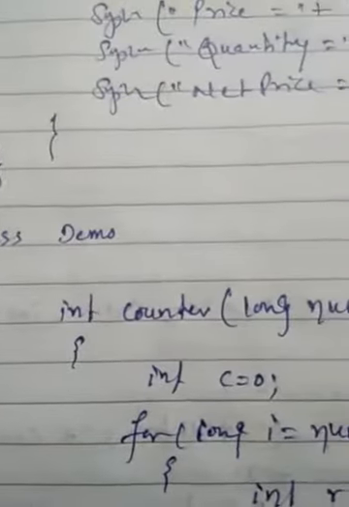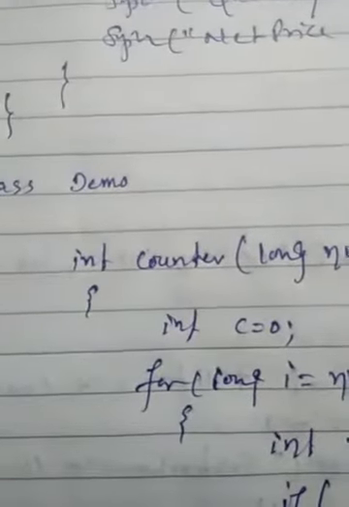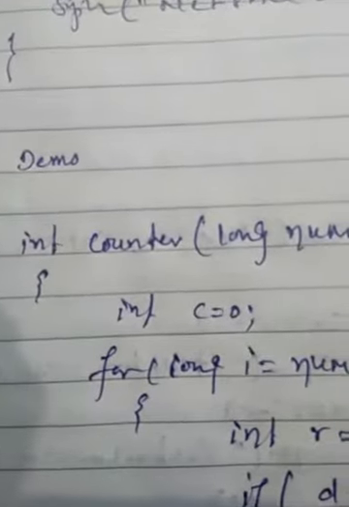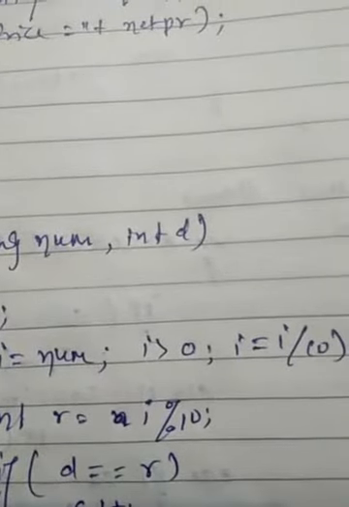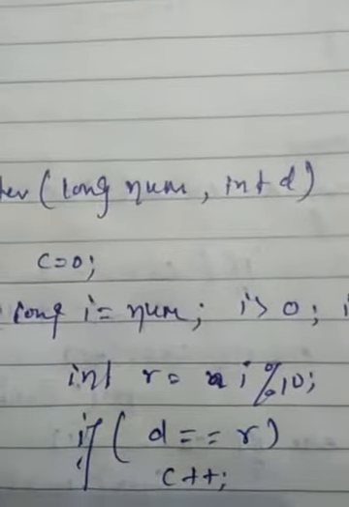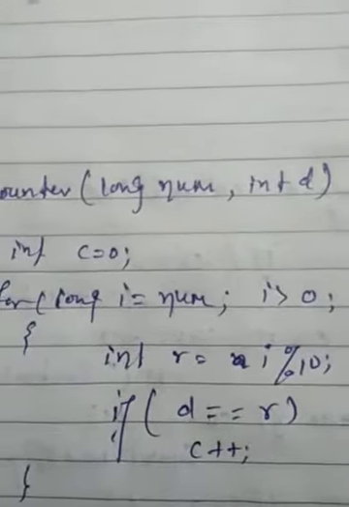In question number 5, we have to return the occurrence of d in a multi-digit number. The number is num, the function name is counter, and the return type is integer. So we are taking integer c equals 0, long i equal num. This is the loop for extracting digits: i is greater than 0, i equal i divided by 10. Integer r equal i modulus of 10. If d is equal to r, then c plus plus. So this will be repeatedly performed.